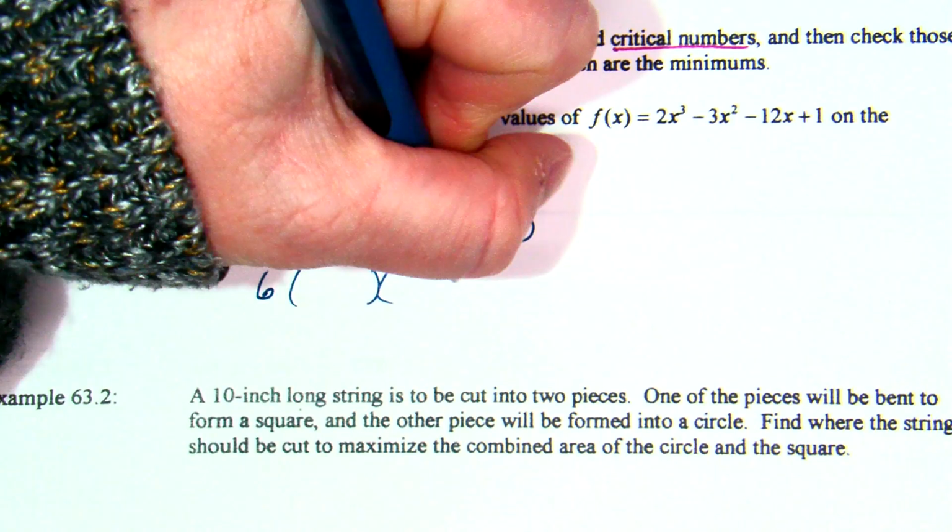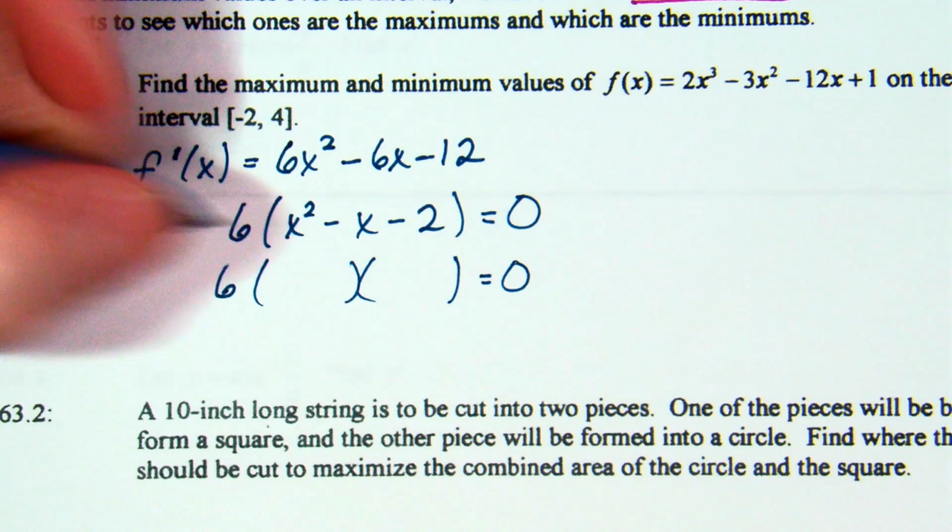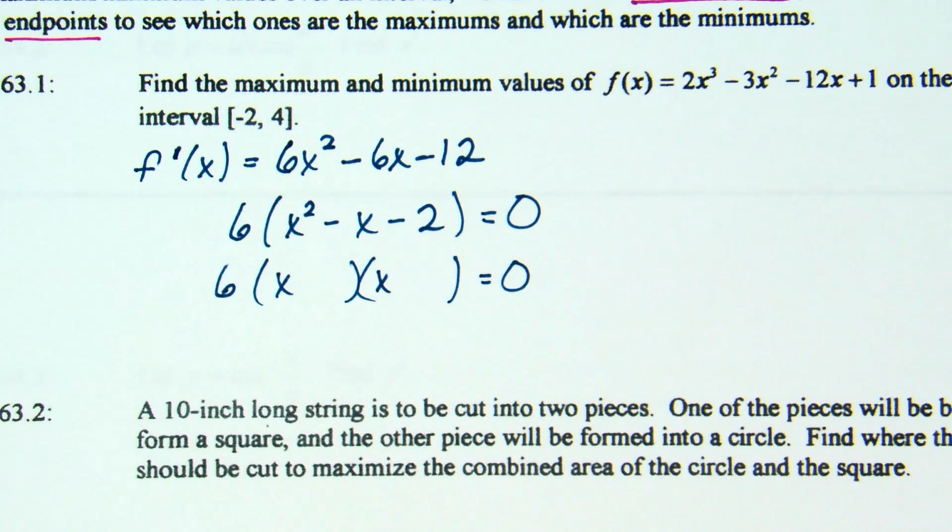X squared minus x minus 2 is going to factor. X squared breaks into x and x. What about numbers? X minus 2, x plus 1. I agree. Now what?